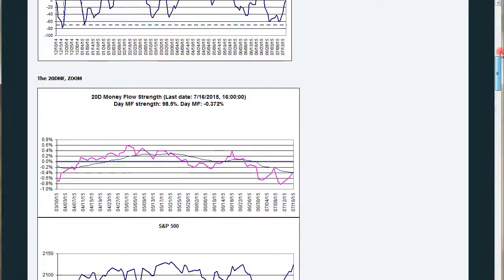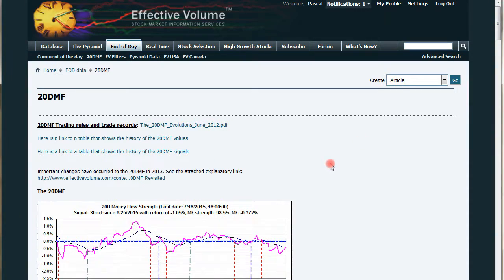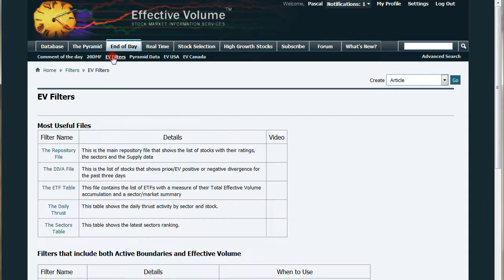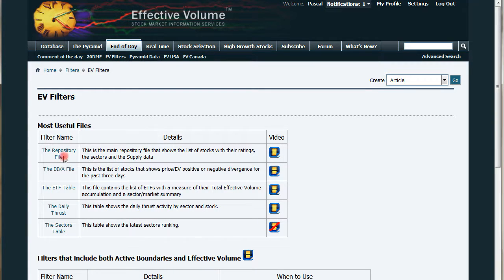Okay, so in such condition, I would probably try to find short trades, but I need to be very careful on the entry of these shorts. How do I find short trades? So I go here on the filters and then I check the repository file.